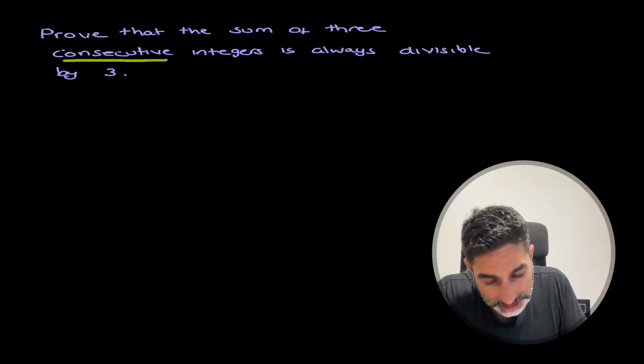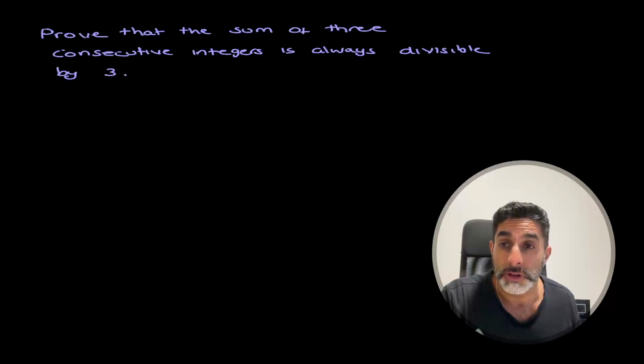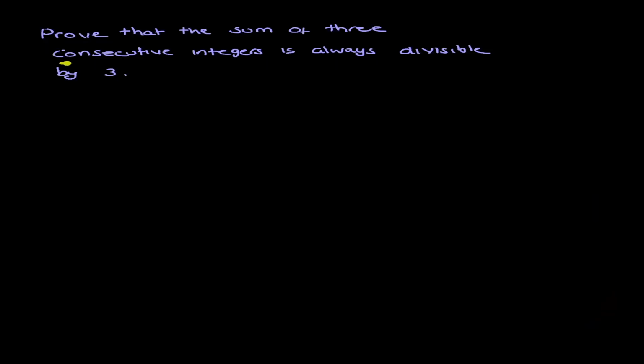Consecutive and integers. So let's quickly define what each one of those is, because then it will help us answer this question. So consecutive just means one after another. So like 1, 2, 3 are consecutive numbers, or 5, 6, 7 are consecutive numbers. And integers are whole numbers. So like 1, 2, 3 are considered integers. So decimals are not considered integers. So consecutive integers are just three numbers, whole numbers that are after one another.